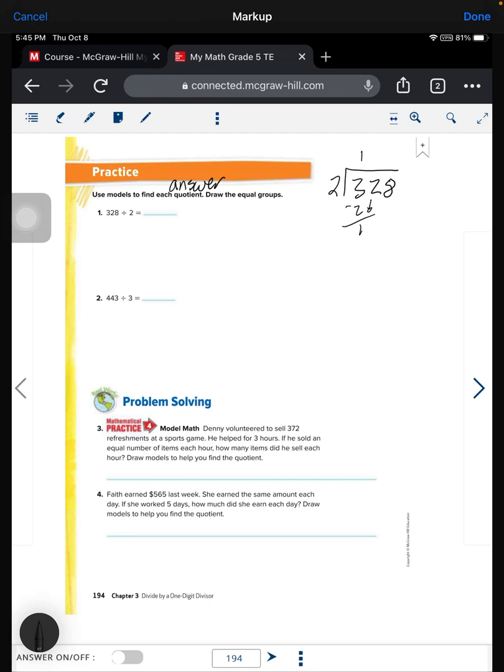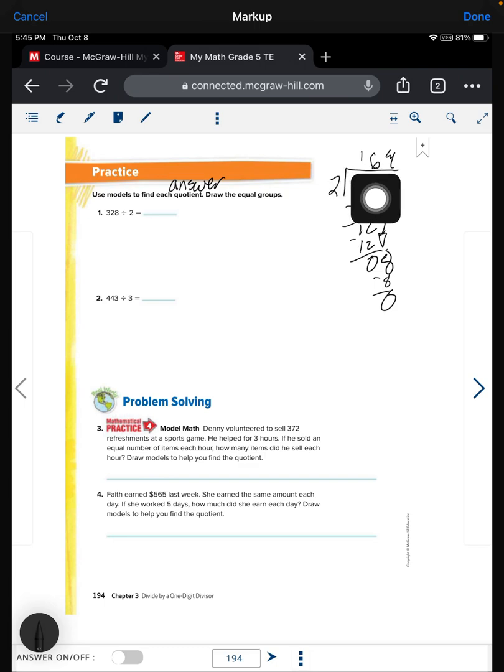3 minus 2 is 1. Bring down the 2. 2 will go into 12 6 times. 6 times 2 is, well, 12. Yay! Bring down the 8. Draw your arrows, please. 2 will go into 8 4 times. 4 times 2 is 8. Fabulous. Okay, so let's draw our model blocks now that we have figured out the answer the original way.